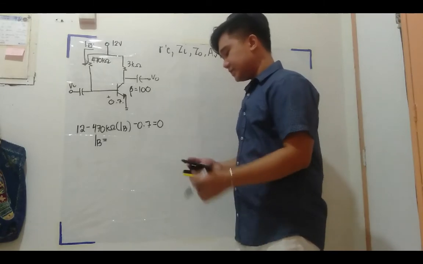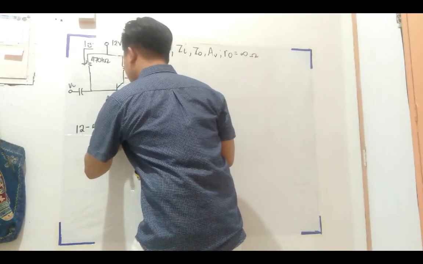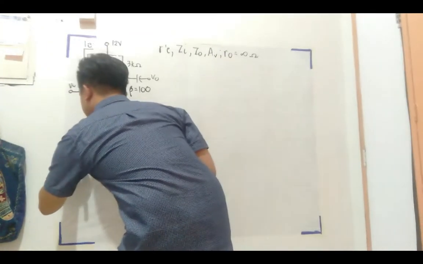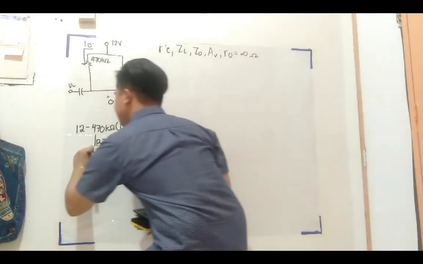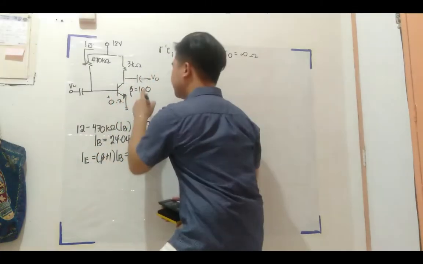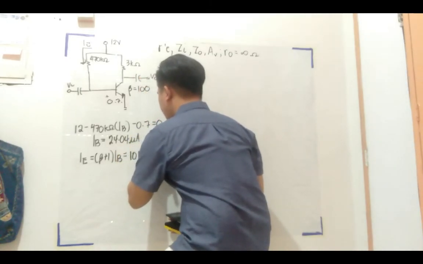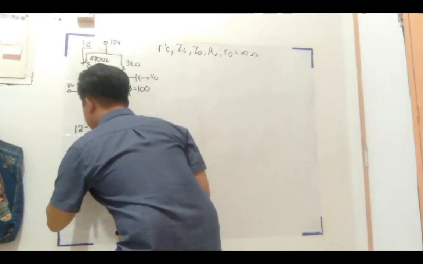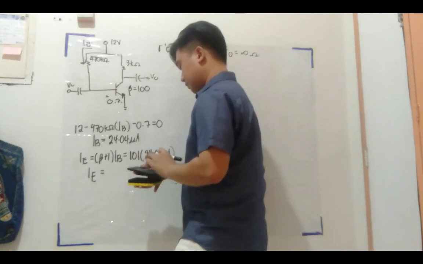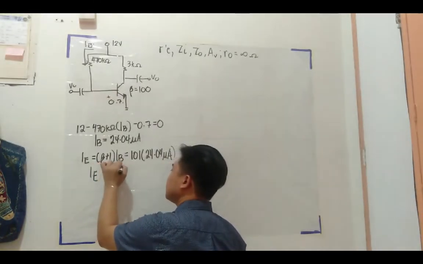Store lang po yung values. Ang value ni IB ay 24.04 microamperes. Okay? Kung gusto kong kuhain si IE from our DC analysis, that is beta plus 1 IB, or in this case, beta is 100. So this is 101 times 24.04 microamperes. IE is equal to 2.43 milliamperes.